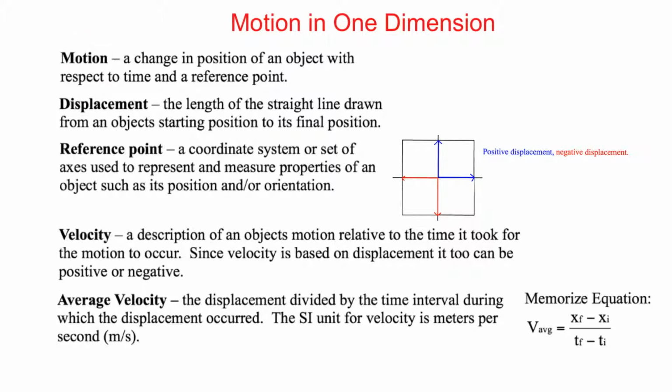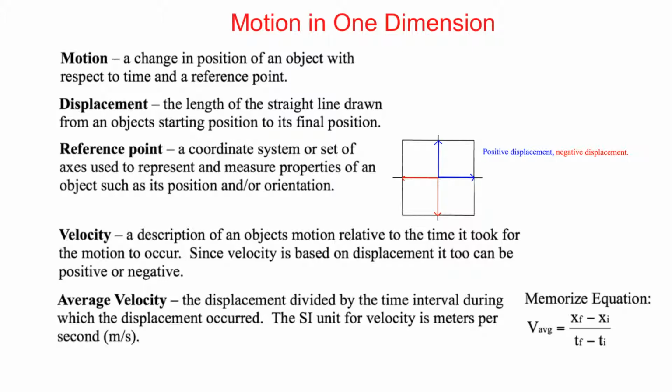The change in a position of an object with respect to time and a reference point. Alright, so reference point, a coordinate system or a set of axes that are used to represent where an object is and how it's oriented. And then displacement, that's an important one since we're talking about motion. Displacement, the length of a straight line drawn from an object's starting position to its final position, which is different from distance, and I'll get into that in just a minute actually.